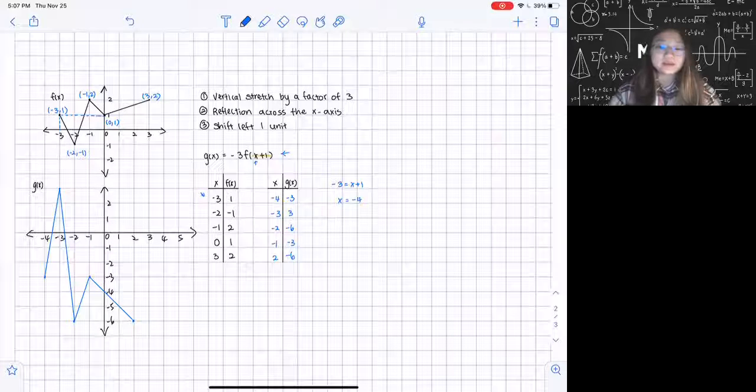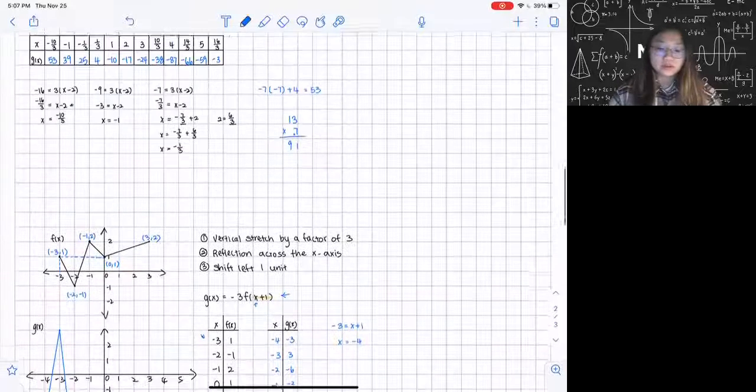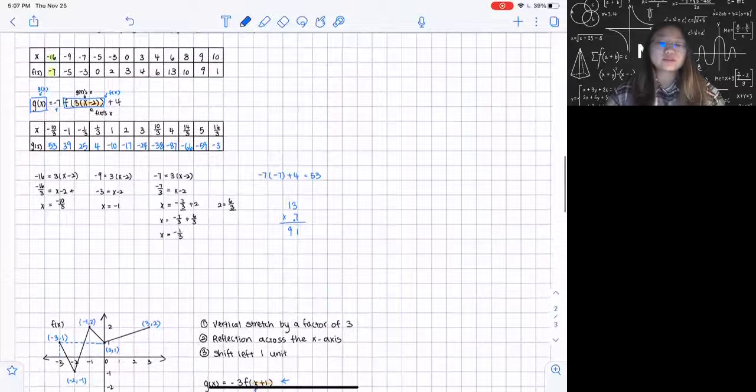Pretty easy, right? Because after you learn how to do the chart one, the graph one becomes pretty simple as you know how to do it.